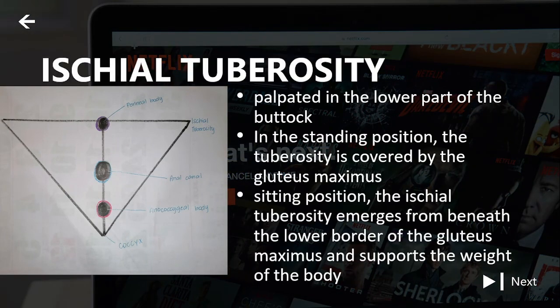So the ischial tuberosity can be palpated in the lower part of the buttock. In the standing position, the tuberosity is covered by the gluteus maximus. In the sitting position, the ischial tuberosity emerges from beneath the lower border of the gluteus maximus and it supports the weight of the body. So as you can see in the corner on your right, it is labeled as the ischial tuberosity.